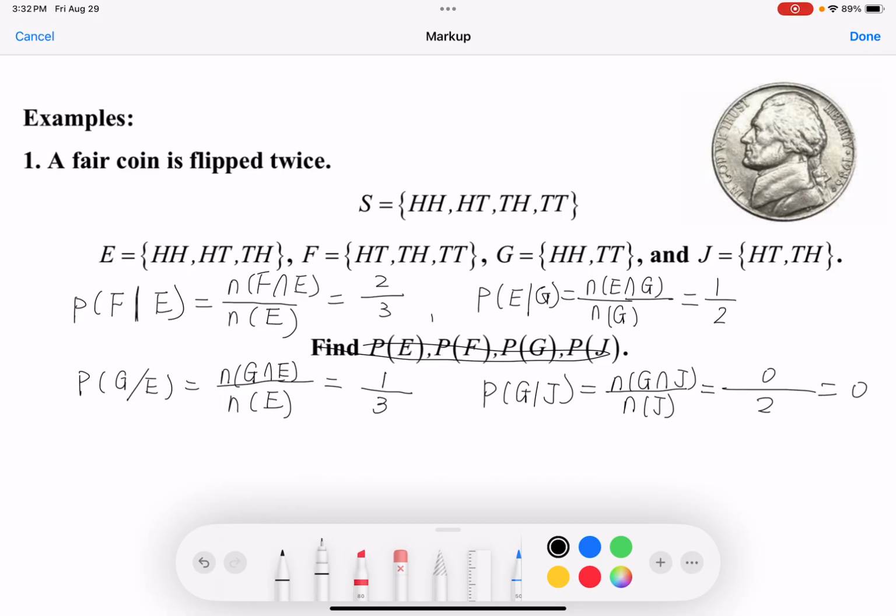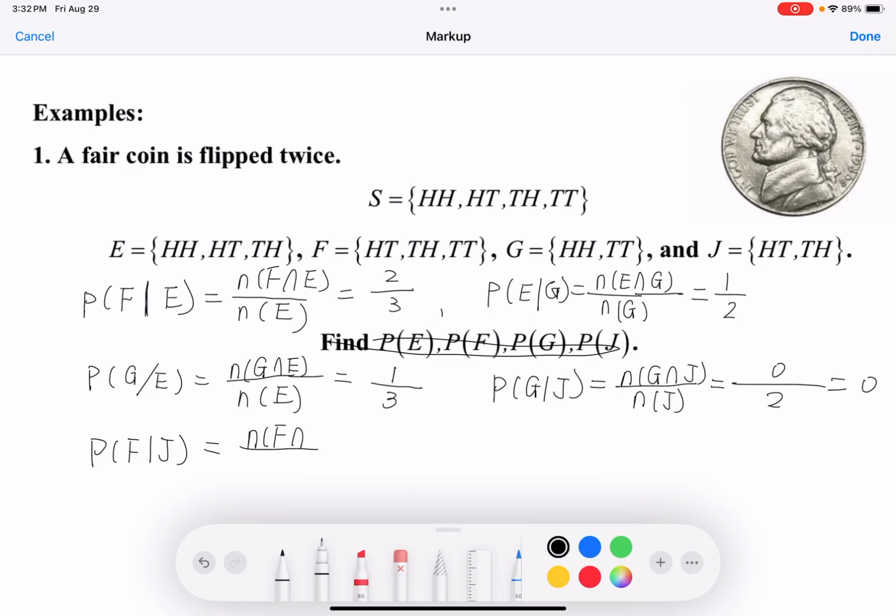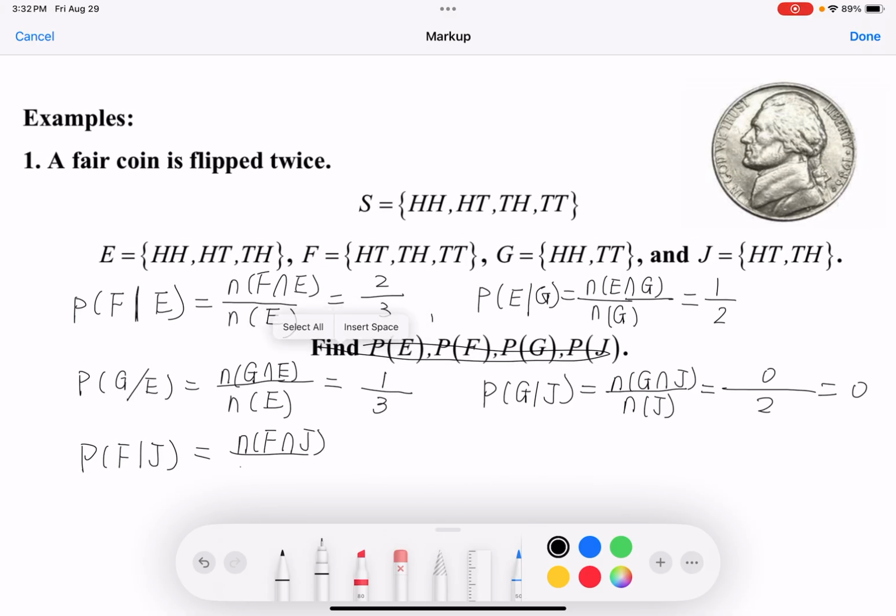Let's see, next example is P of F given J. And rewrite this one into the reduced sample space method. The top is N of F and J divided by N of J. And F and J, let's see, F and J, so this element, and this element, what else? TH, TH, we have two elements. On the top we have 2, J has 2, well, it is 1.